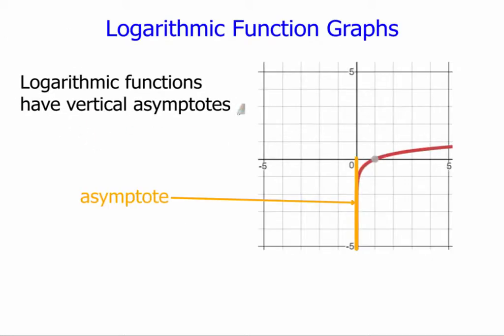All right, so logarithmic graphs look like this. Logarithmic functions have vertical asymptotes. If you remember, exponential functions had horizontal asymptotes. Logarithmic functions are going to have vertical asymptotes.